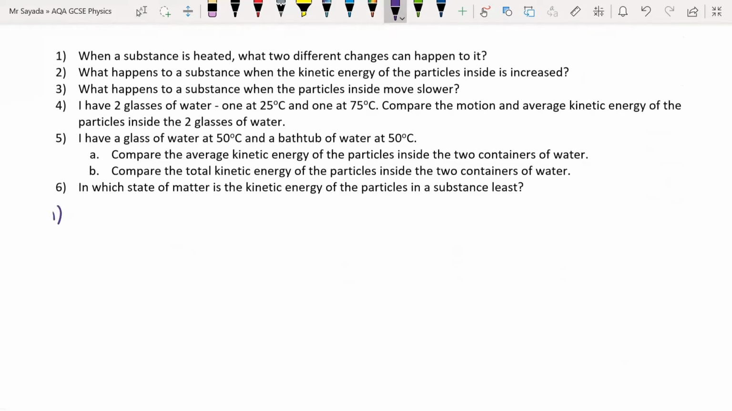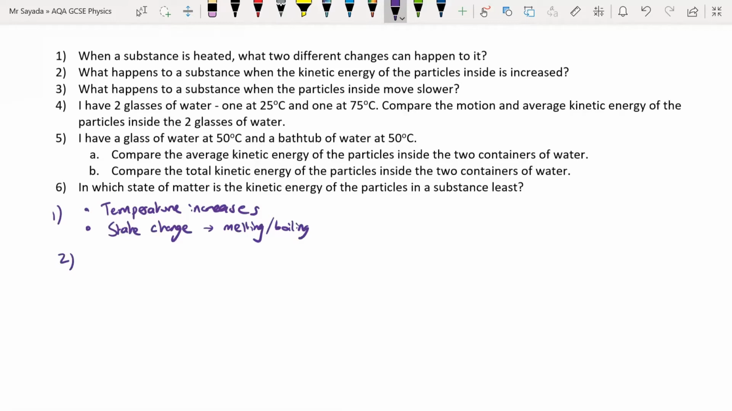So when a substance is heated, what two different changes can happen to it? So the first is that the temperature can increase. And the second is that a state change can happen. And the two state changes that can happen when something is heated are melting or boiling.